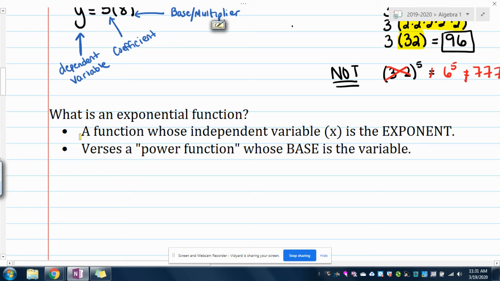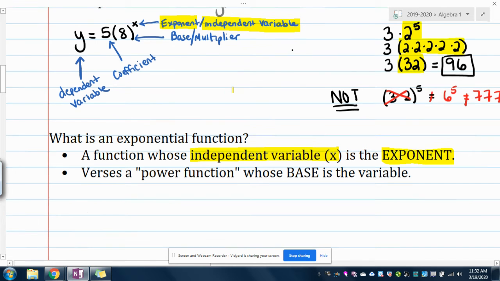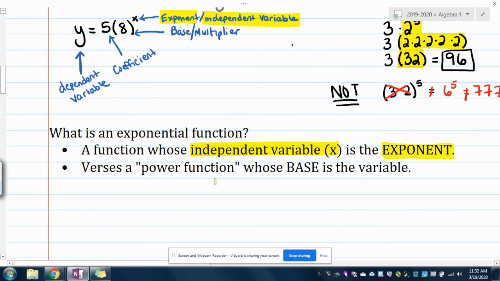So what is an exponential function? An exponential function is a function whose independent variable, x, is the exponent. So we did it up here. The exponent is the independent variable. So x is your exponent, or t, or whatever your independent variable is. It's really important here. Your independent variable will not always be x. It could be t. It could be f. It could be m. It could be any other. But when you're talking about exponential functions, your independent variable is going to be whatever your exponent is.